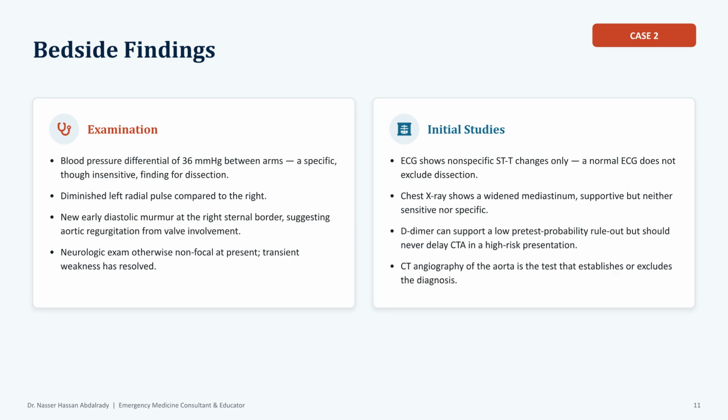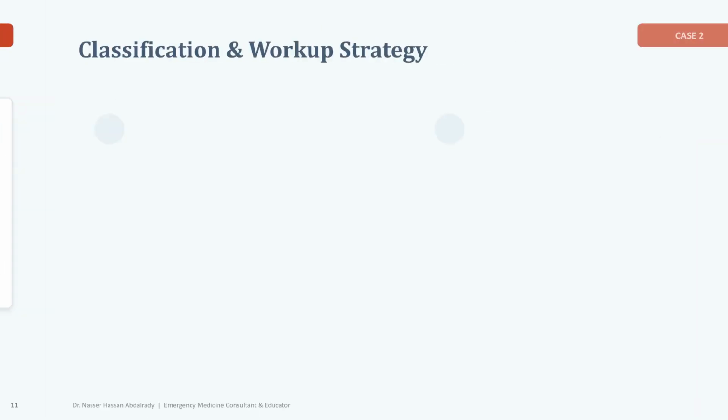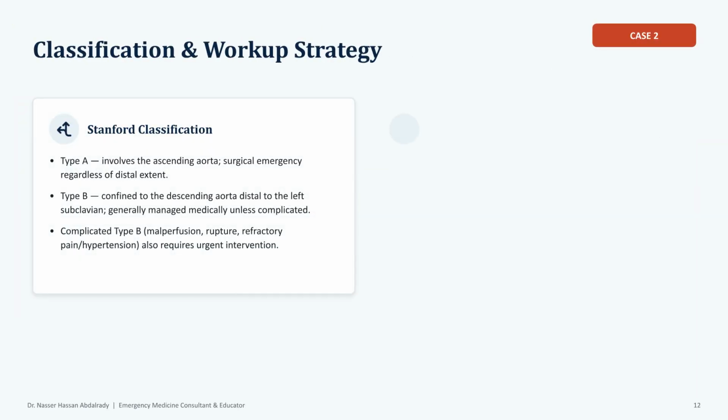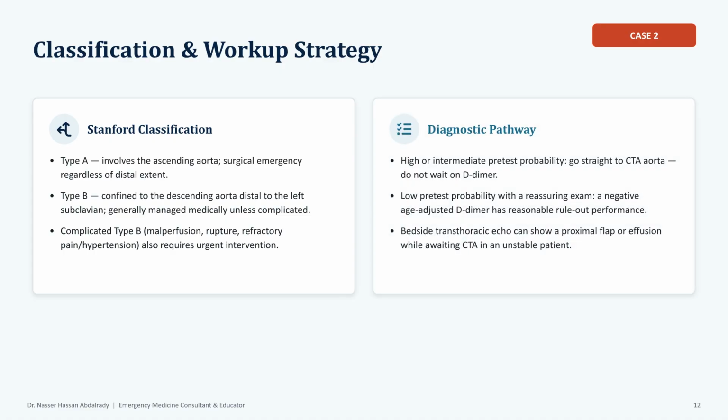While the ECG and X-ray offer clues, they do not exclude dissection. A CT angiogram of the aorta is the necessary test to confirm the diagnosis. Classification is critical. Type A dissection involves the ascending aorta and is a surgical emergency. Type B is generally managed medically unless complicated. Use your pretest probability to decide on imaging. For high-risk patients, go straight to CT angiography.